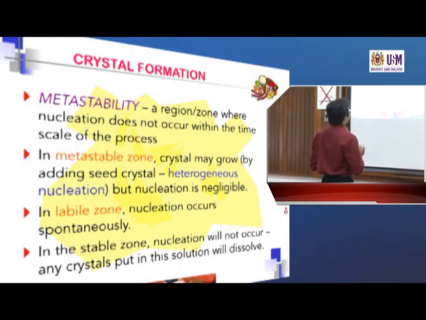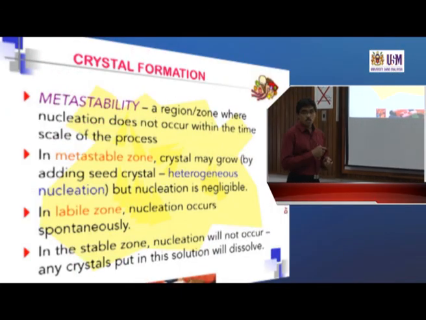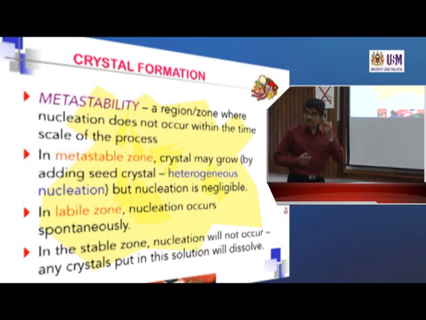So metastability is defined as a region or zone where nucleation does not occur. Nucleation, which is the first step in crystallization, within the time scale of the process. So, if the whole process is 3 hours, during that 3 hours, the spontaneous nucleation cannot occur. In metastable zone, crystal may grow. So if you now add seed crystal, the seed crystal will grow.